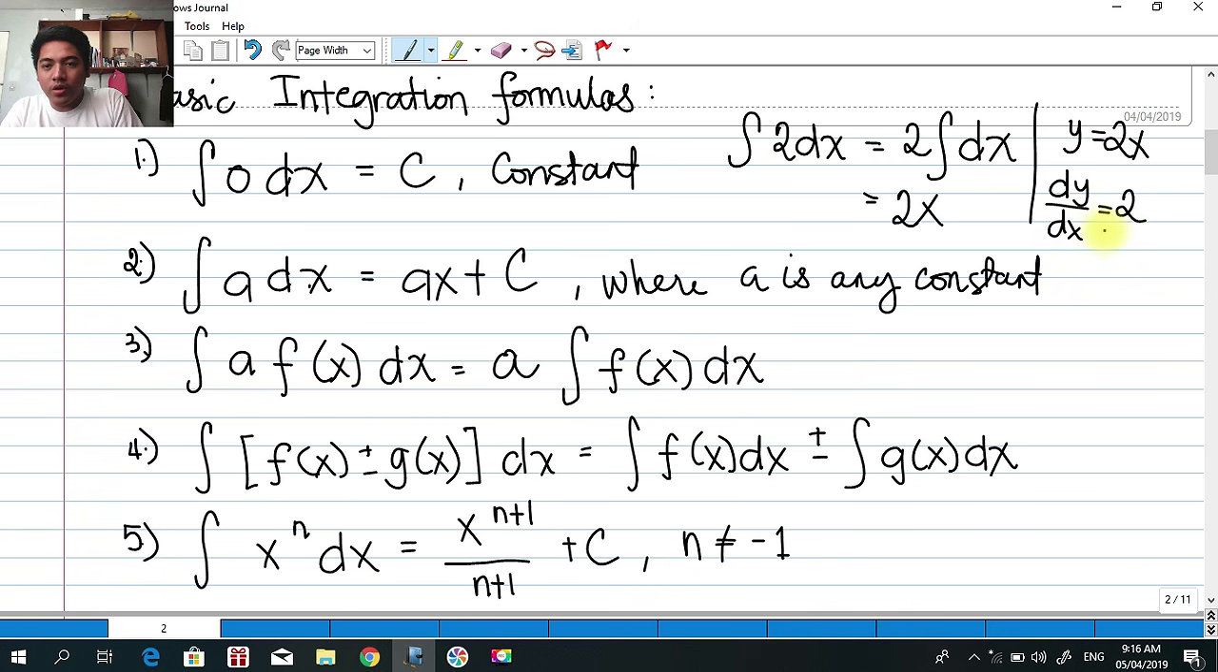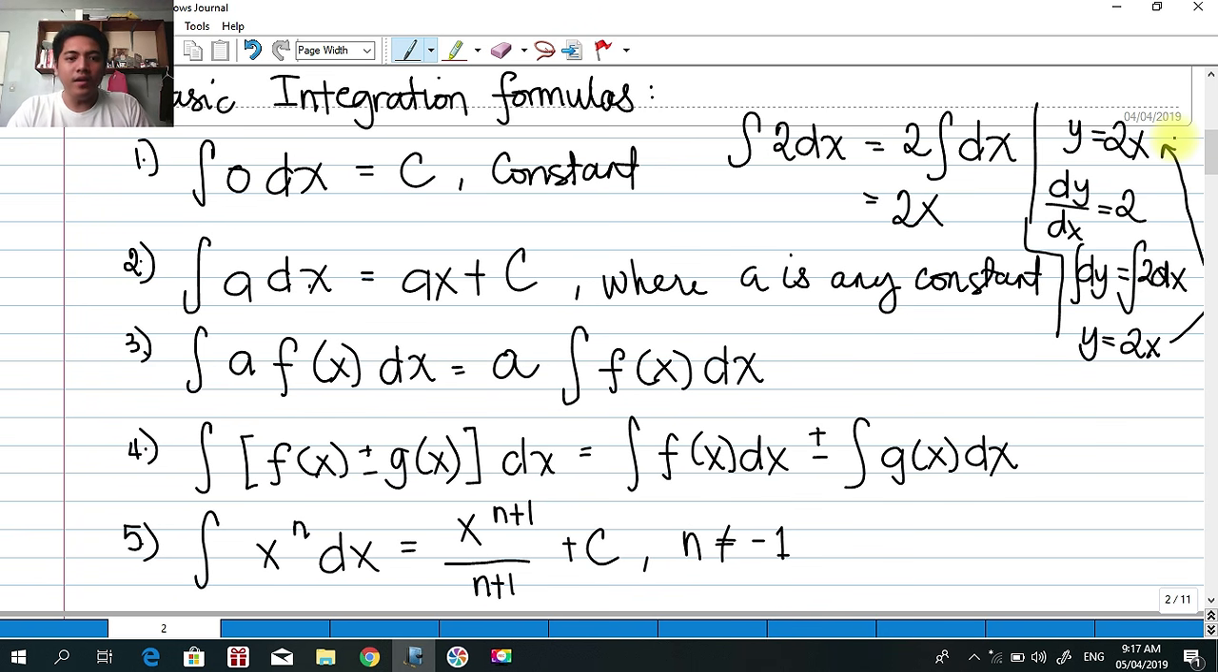And when we cross multiply this, what will happen is that dy is equal to 2 dx, so that when we get the integral of both sides, we shall be arriving again to our original function. So again, when we get the integral, we should note that we should have plus c here, to denote that there is any constant.